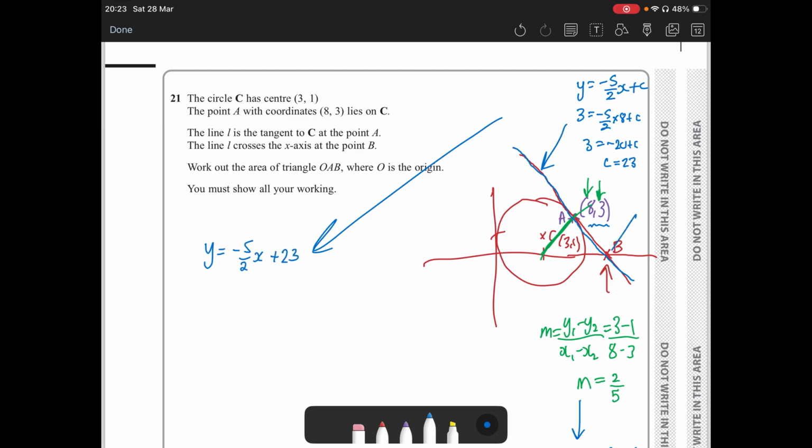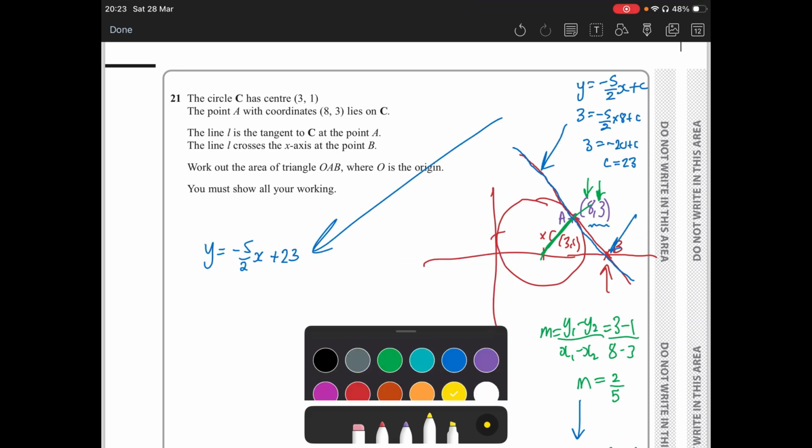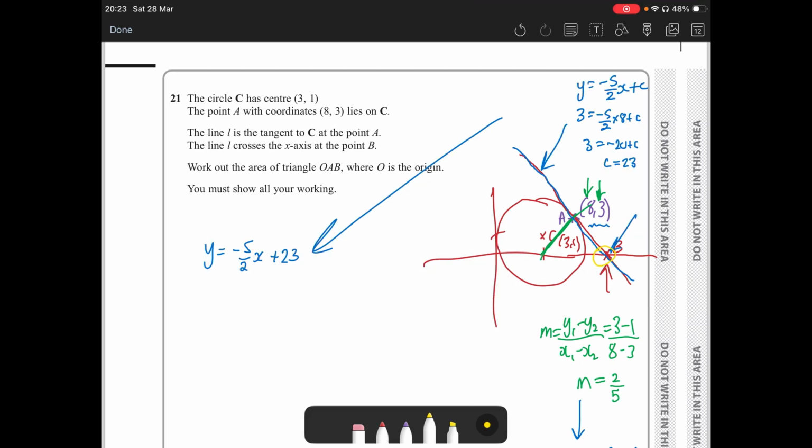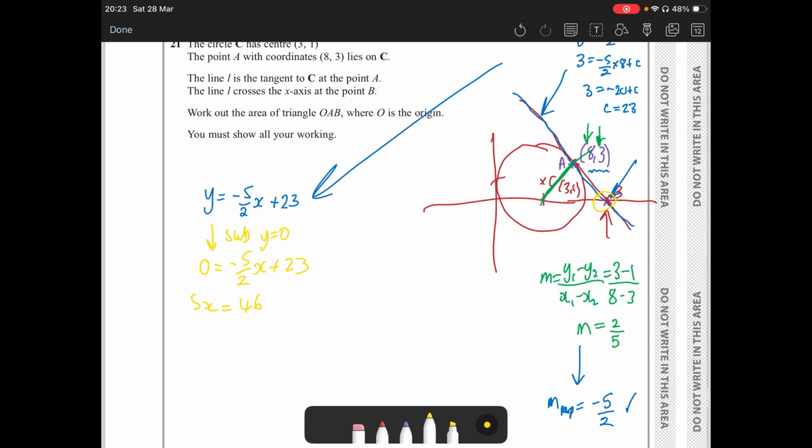Now the question is, where does it cross, where is this point? I'll highlight this in yellow. Where is that? Right, now you know it crosses the x-axis when the y-coordinate is 0. So we're going to substitute my y-coordinate 0 because obviously that's where it crosses the x-axis. And doing that, you get 0 equals minus 5 over 2x plus 23. Let's solve that quickly. You're going to get 5x equals 46. So I've done some steps in my head. I want to rush this along. So x is 46 over 5. So it's going to be 9.2 is my x coordinate, right?